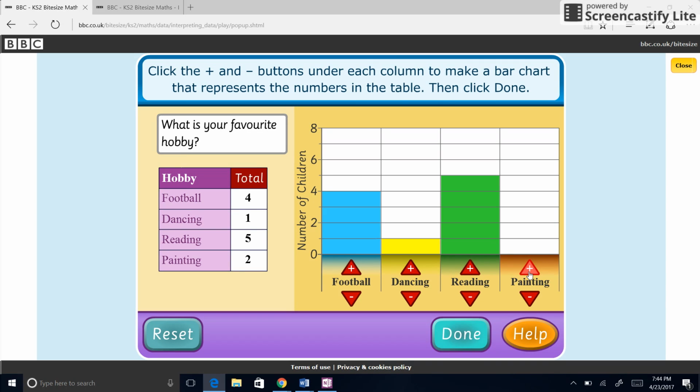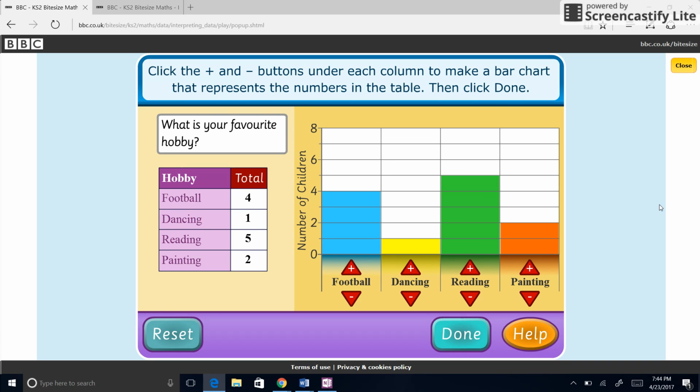Now there are only 2 people who wanted painting, so we're going to color in up to the number 2. 1, 2, right here. So that's it for this bar graph. You collected your data, you created the tally marks, we added them up and created a frequency chart. Then we used our frequency chart to create a bar graph. These are 2 different ways that you can show your data and collect your data.